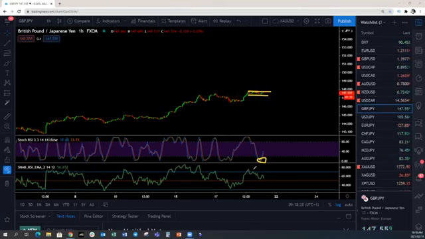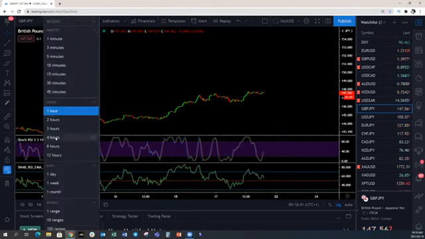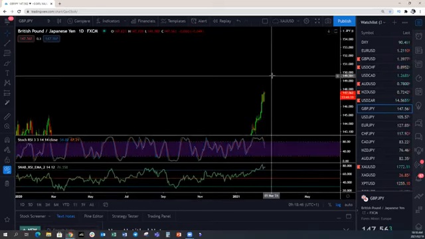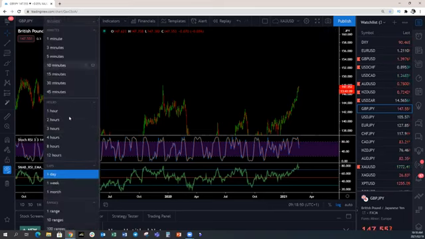The RSI is still above 50. We have reset it. It's making another continuation pattern. We'll be looking for this to push higher again. Right, so GBP/JPY targets. Let's have a look at that on the daily. Target 156, 160 on GBP/JPY. Let's have a look on the weekly.